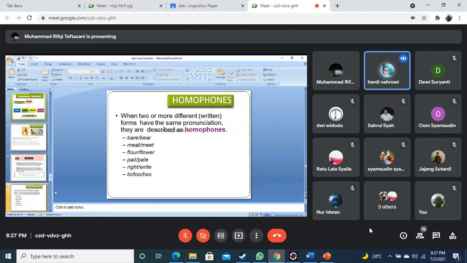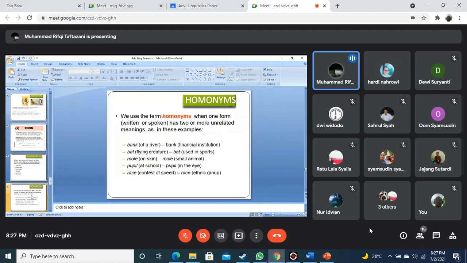Next is homonyms. We use the term homonyms when one form, written or spoken, has two or more unrelated meanings. Different from the previous one, where it was only written. As in this example, bank and bank. It is the same in written form, also the same in spoken form. But the meanings are unrelated, they are different. The first bank is a river bank, and the second bank is a financial institution.